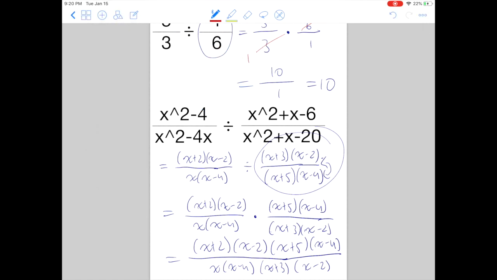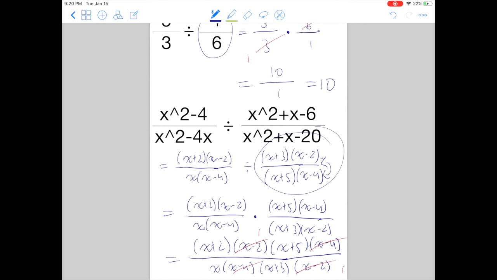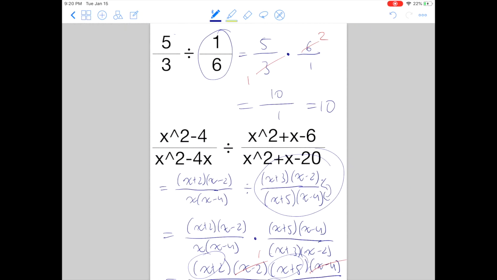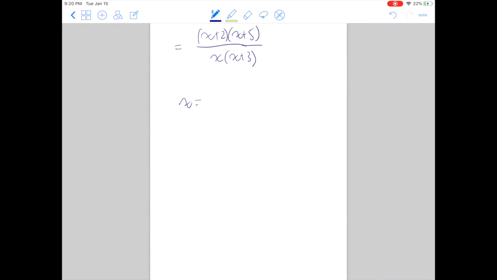And of course we have to simplify again, so we can cross this out and this out, and we cross this out and this out. And afterwards what we write is x plus 2, x plus 5, as we just took the terms from here which were not crossed out, and in the bottom we get x and x plus 3. So now the last step is to find the non-permissible values, so we go back to before it was simplified, which is right here, and we figure out that x cannot equal -5, -3, 0, 2, and 4.